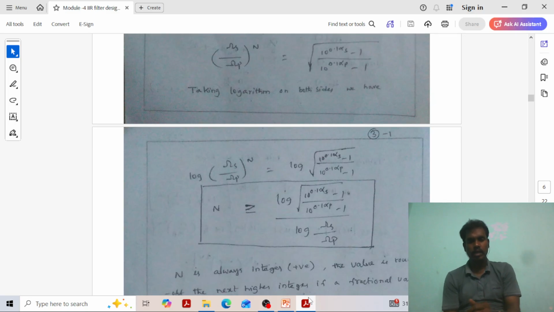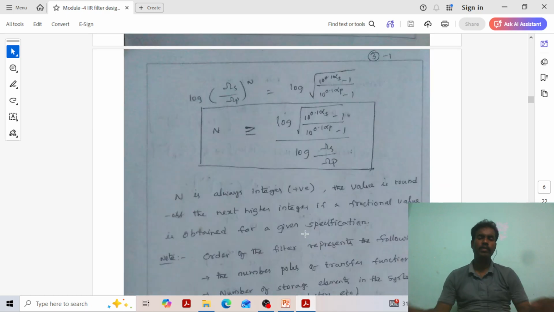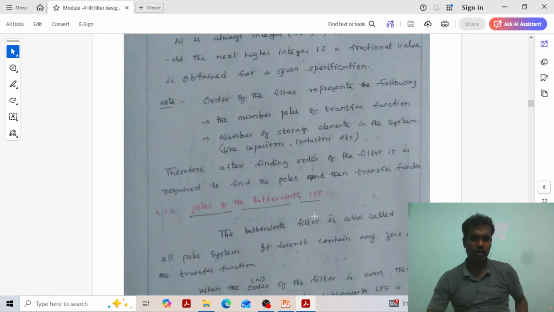And N is greater than or equal to. Why are we using this greater than or equal to? As it is an integer, if we get any fractional value, it has to be rounded off to the next integer. That's why it is indicated with N greater than or equal to. Right? This is the order of the filter.